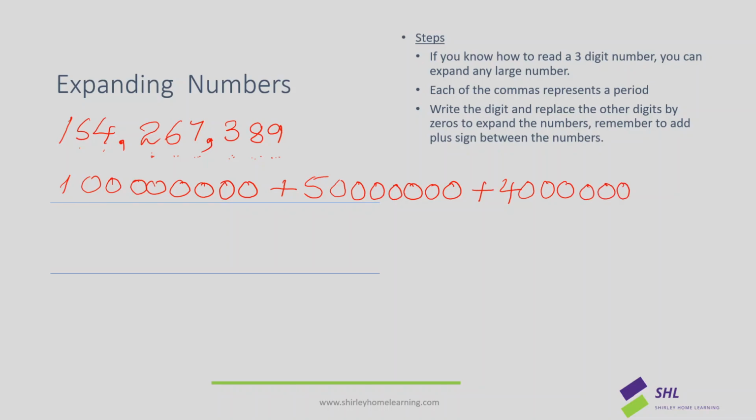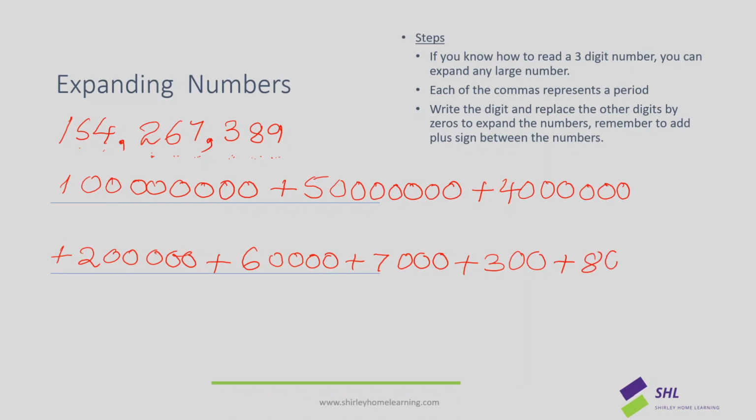Then I've got 2. I'm going to write it in the next line because there isn't enough space. I've got 1, 2, 3, 4, 5 zeros. Then I've got the 6 and then 1, 2, 3, 4 zeros. And I've got this digit 7 with 1, 2, 3 zeros, and I've got the number 3 with 2 digits after that. Then I've got 8. So that's how I expand my numbers.